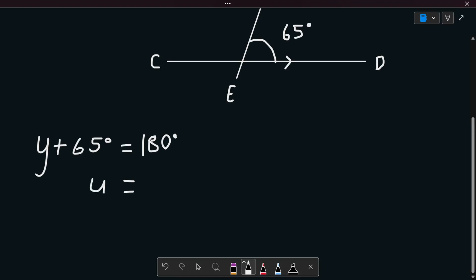And we can get Y on its own, and we can say 180 degrees minus 65 degrees, because we're taking the 65 over, or we're subtracting 65 degrees from both sides. And now we're going to get a Y value that's equal to 180 degrees minus 65 degrees, which is equal to 115 degrees.